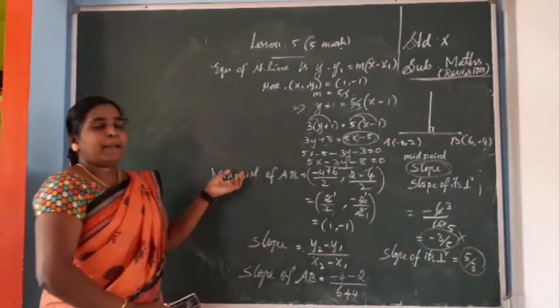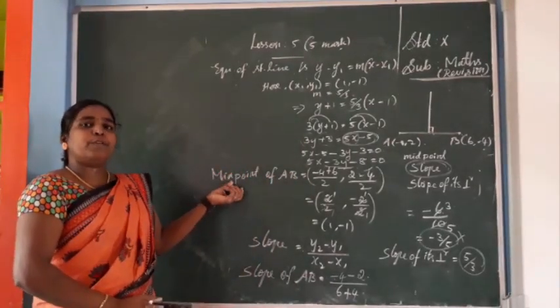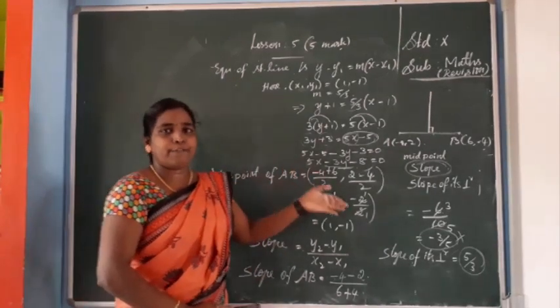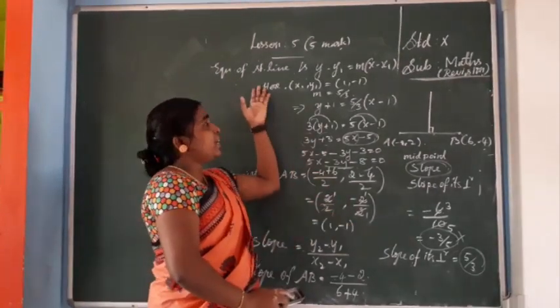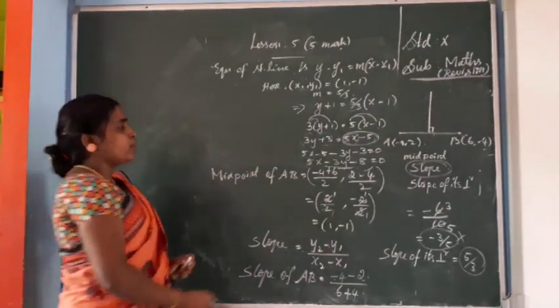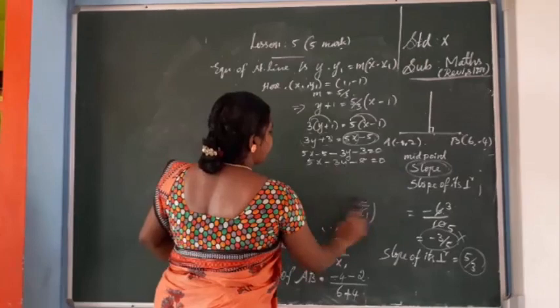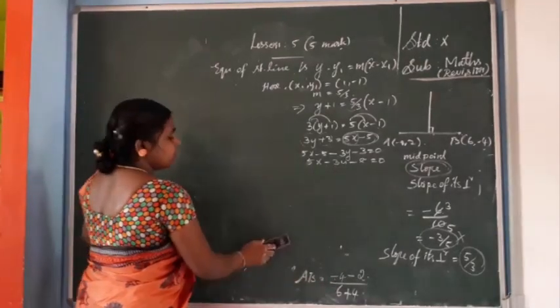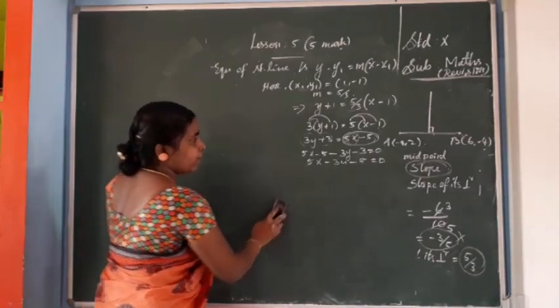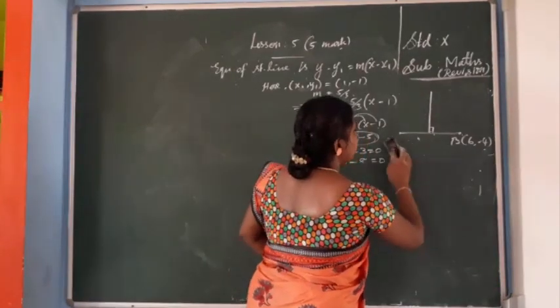Okay. For the equation of a perpendicular bisector, first you want to find the midpoint of AB, and next the slope of AB, and next the slope of its perpendicular. Next the equation formula is y minus y1 equal to m into x minus x1. Okay. This is the method. Next problem I consider. This is the equation of a perpendicular bisector. So read the question. Okay.